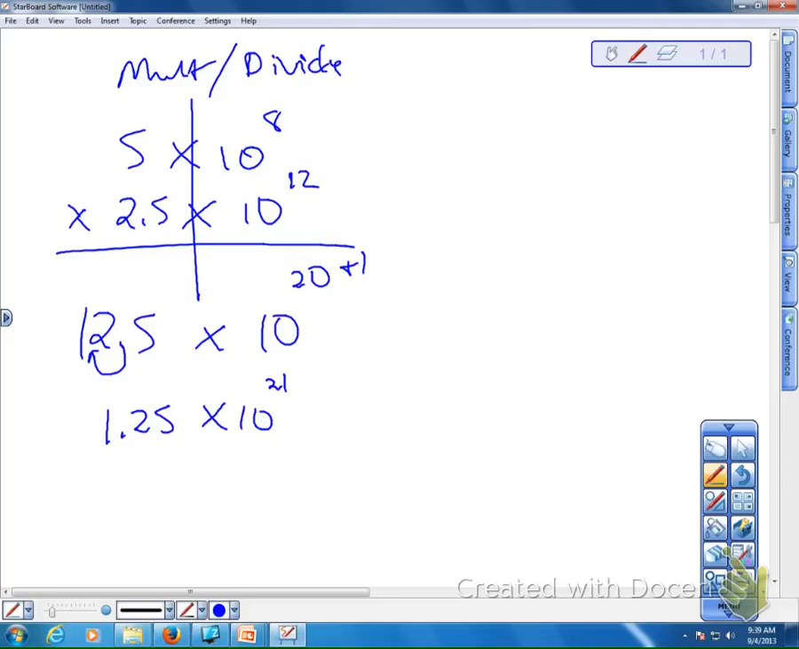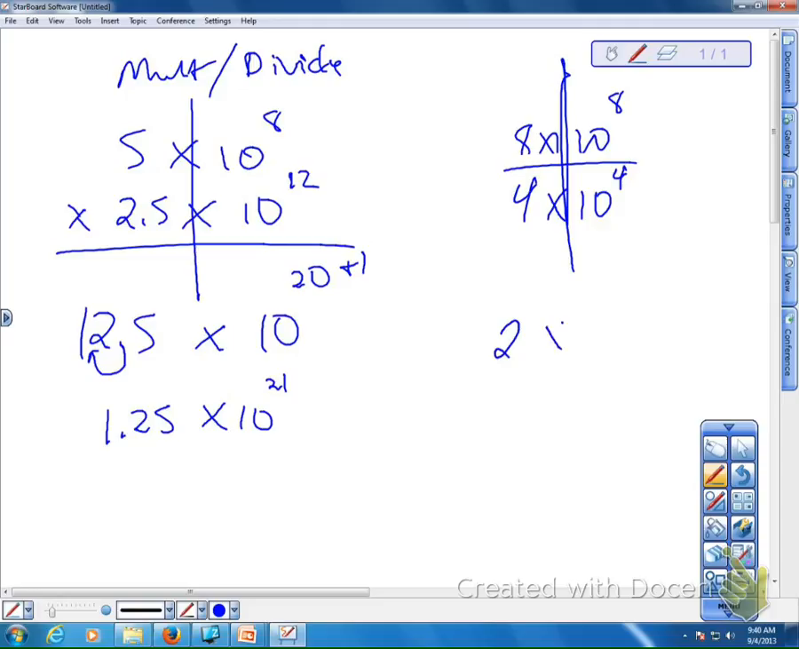Division works pretty much the same. If we had 8 times 10 to the 8th, and I wanted to divide that by 4 times 10 to the 4th, do the same thing, just kind of divide the problem in half, do the numbers. 8 divided by 4 is 2. Now, in multiplication, we added the exponent. In division, you're going to subtract the exponent. So that's going to be 10 to the 8 minus 4. The final answer would be 2 times 10 to the 4th.